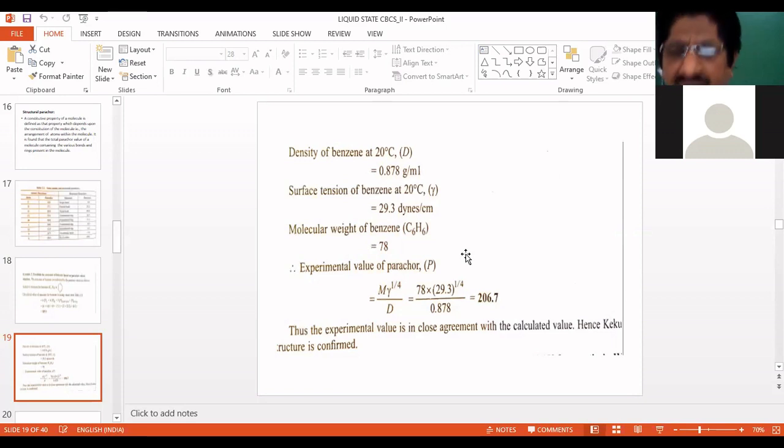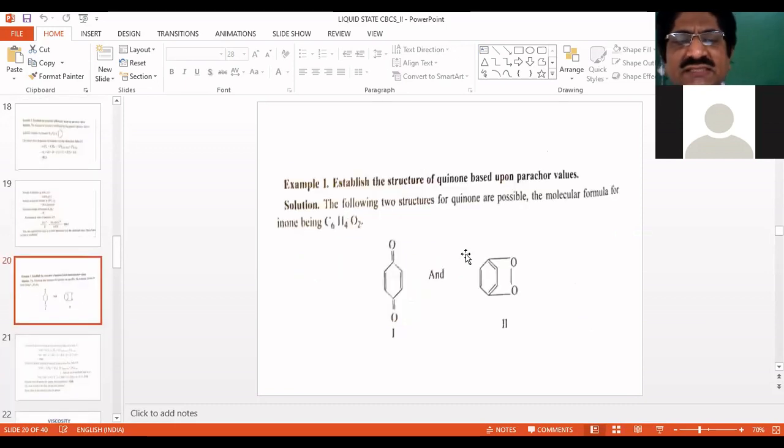Okay, now we can go to one unknown compound. Now this is the second compound. This is the structure of quinone. There are two structures. The molecular formula is C6H4O2. The structure 1 and the structure 2. If you can see on the screen, structure 1 and structure 2.